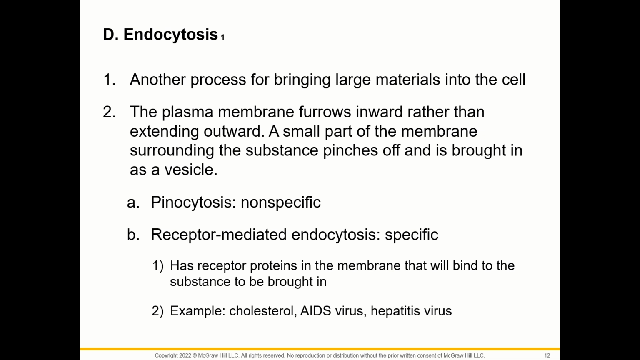Pinocytosis is nonspecific. It's found in the small intestines, and it's a way that nutrients are absorbed. Receptor-mediated endocytosis is very specific. It has receptor proteins in the membrane that will bind to the substance to be brought in. Examples of that would be cholesterol going into the cell, the AIDS virus, and the hepatitis virus.